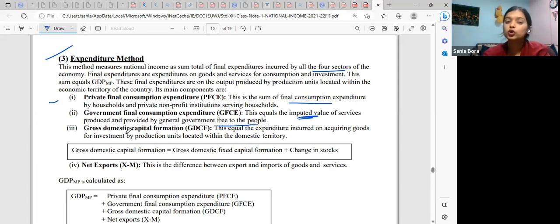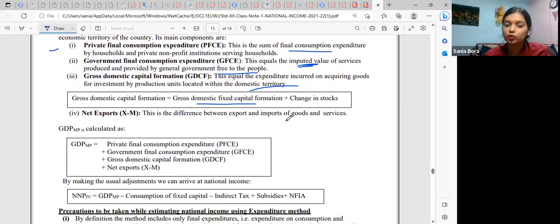And gross domestic capital formation. Over here, it is the expenditure incurred on acquiring goods for investment by production units located within the domestic territory. So remember one thing, domestic territory is very, very important. Gross domestic capital formation has 2 components. One is gross fixed capital formation, as well as change in stock. Clear?